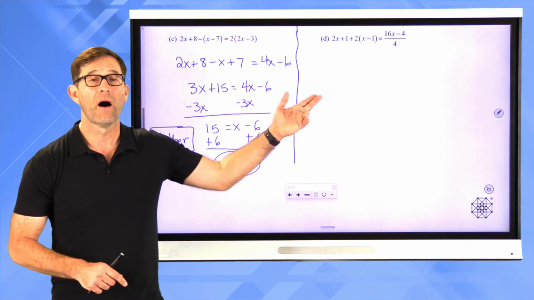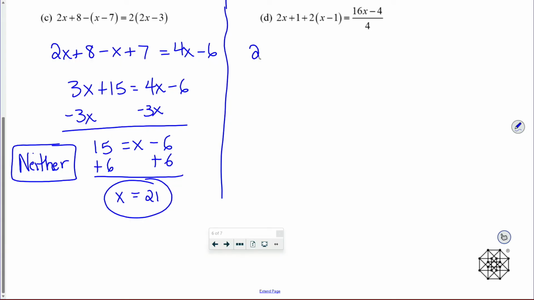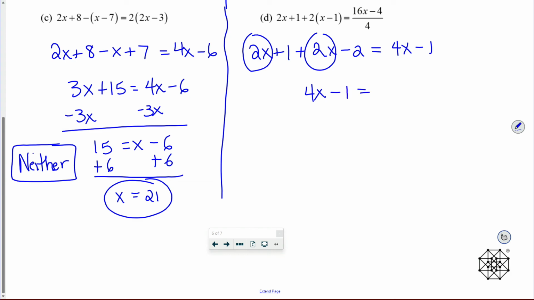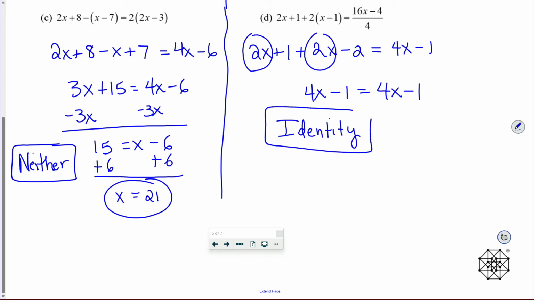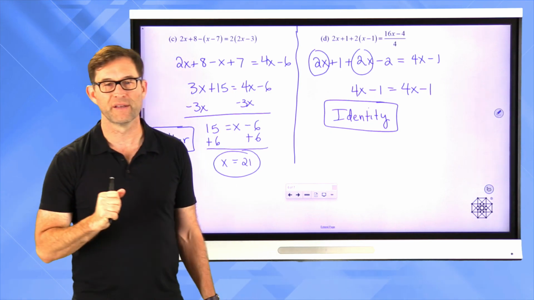All right, let's do it. On the left-hand side, we've got to do a little bit of distribution. So I'm going to do 2x plus 1 is equal, whoops, not equal to, plus 2x minus 2. I'm going to distribute the division by 4 here. I'll get 4x minus 1. Here I can combine these two terms. 2x and 2x is 4x. Positive 1, negative 2 is negative 1. 4x minus 1 here, and we're done. This is an identity. Every value of x will solve 4x minus 1 equals 4x minus 1.